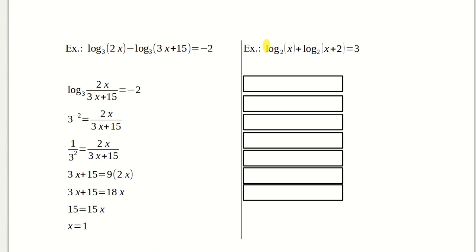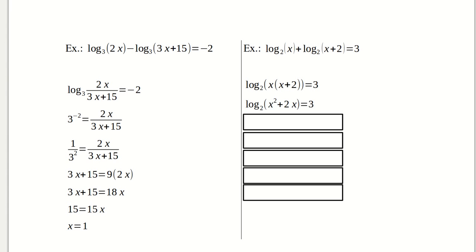No coefficients, and the bases are the same. We're adding, so we're going to use the product rule. That tells us that we are going to have the product of x and x plus 2. So when we distribute, that gives us x squared plus 2x. We're now in a position to translate this.